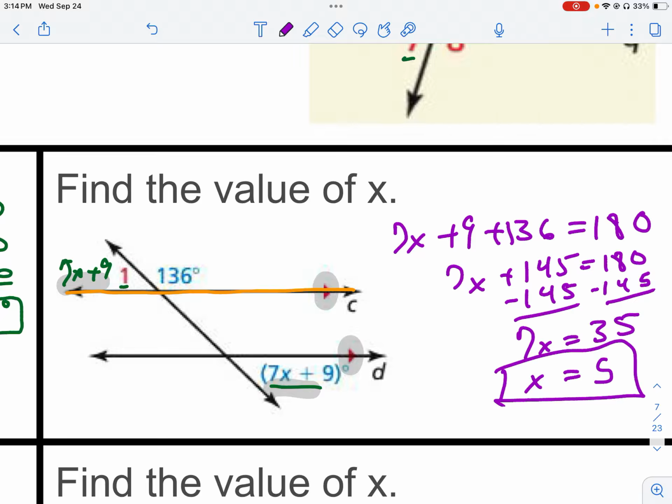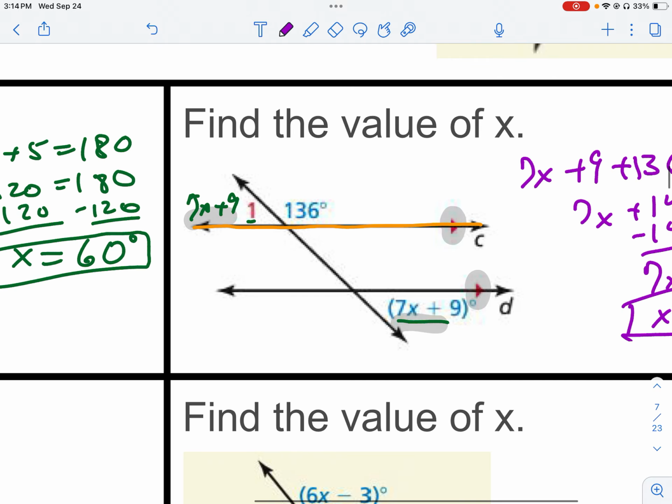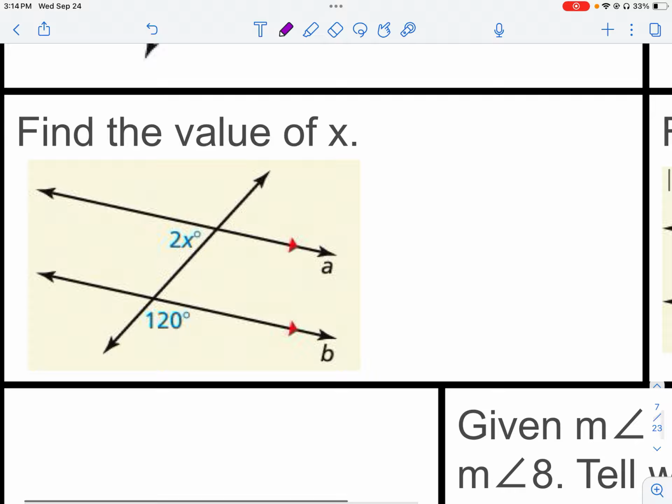Because we know our parallel lines, we know that our consecutive interior, our alternate interior, our alternate exterior are all congruent, and our consecutive interior are supplementary. We also know that everywhere we have a linear pair, they're supplementary. So it can make it really easy for us to put these things together. All right, let's find the value of x. Parallel lines cut by a transversal makes it super easy.